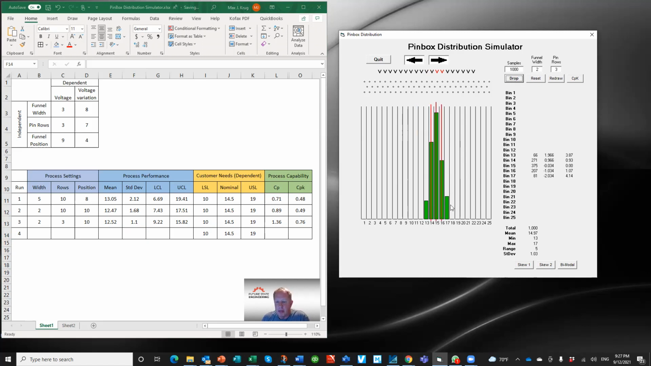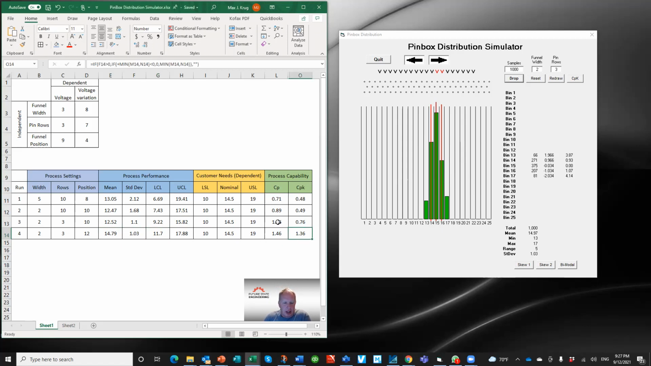And now I'm closer to my nominal, and my variation's still small. So let's see. Now our width stayed the same at 2. Our rows is at 3. I moved it 2 positions to the right, so now it's at 12. Now my average is 14.79, and my standard deviation is 1.03. And so now I look at my capability, and I'm capable.